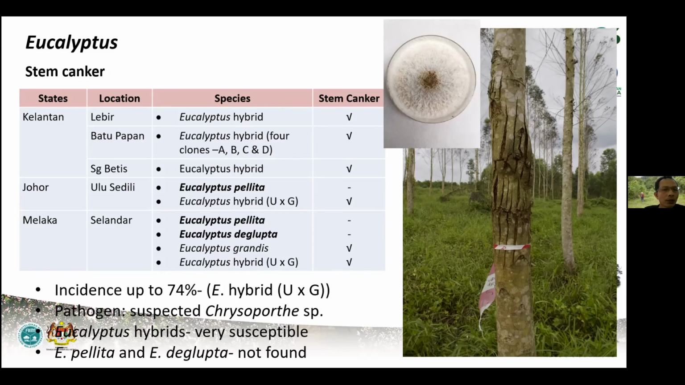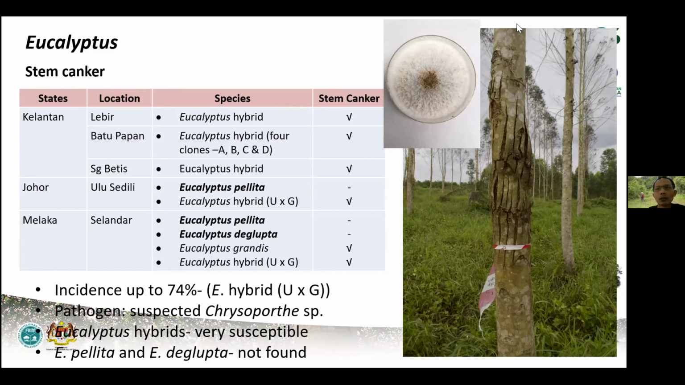We found that this disease is very serious, very susceptible on Eucalyptus hybrid compared to Eucalyptus pellita and Eucalyptus deglupta. Okay, so far we don't observe any stem canker on these two species. And then the incidence can go up to 74%, especially on Eucalyptus hybrid between U and G. Okay, and then we suspect the pathogen is Chrysoporthe species.